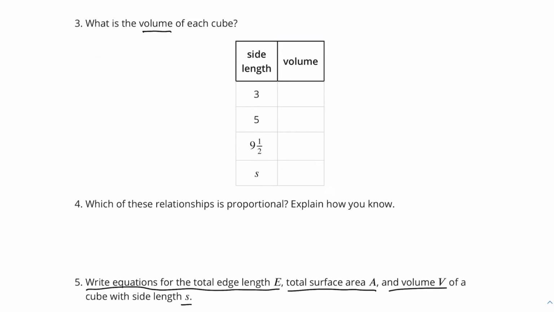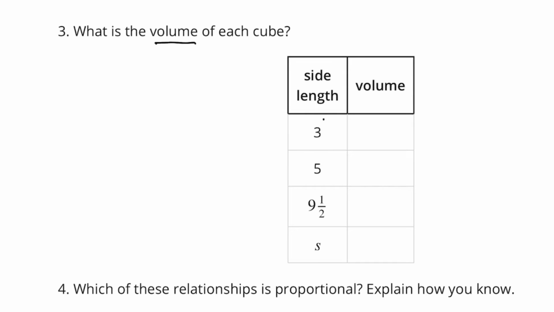So our volume is going to be 3 cubed, 5 cubed, 9.5 cubed. So I'm just putting the power of 3 on each of these. So remember, 3 cubed means 3 times 3 times 3. That's going to be 9 times 3 or 27. 5 cubed is 5 times 5 times 5. 25 times 5 is 125.